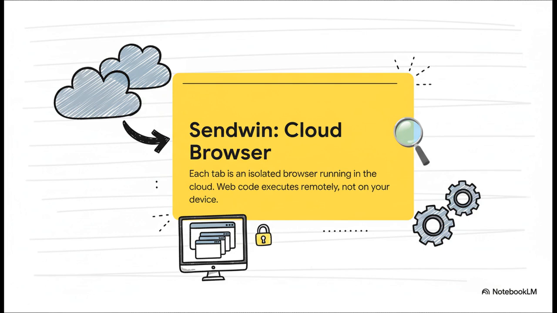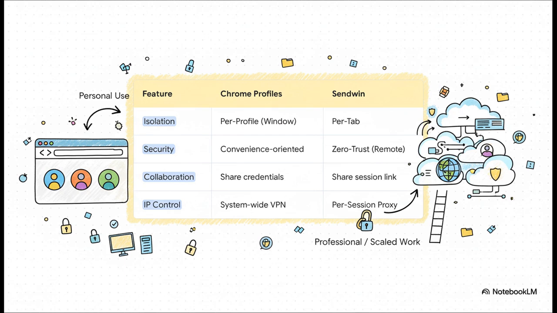So with Chrome Profiles, you're basically just putting up dividers in the same room. With Sendwin, every single tab you open is its own completely separate, soundproofed room on a different floor. None of the code from the websites you visit ever even touches your computer. That is a fundamental, game-changing shift in security. This comparison really lays it all out, doesn't it?